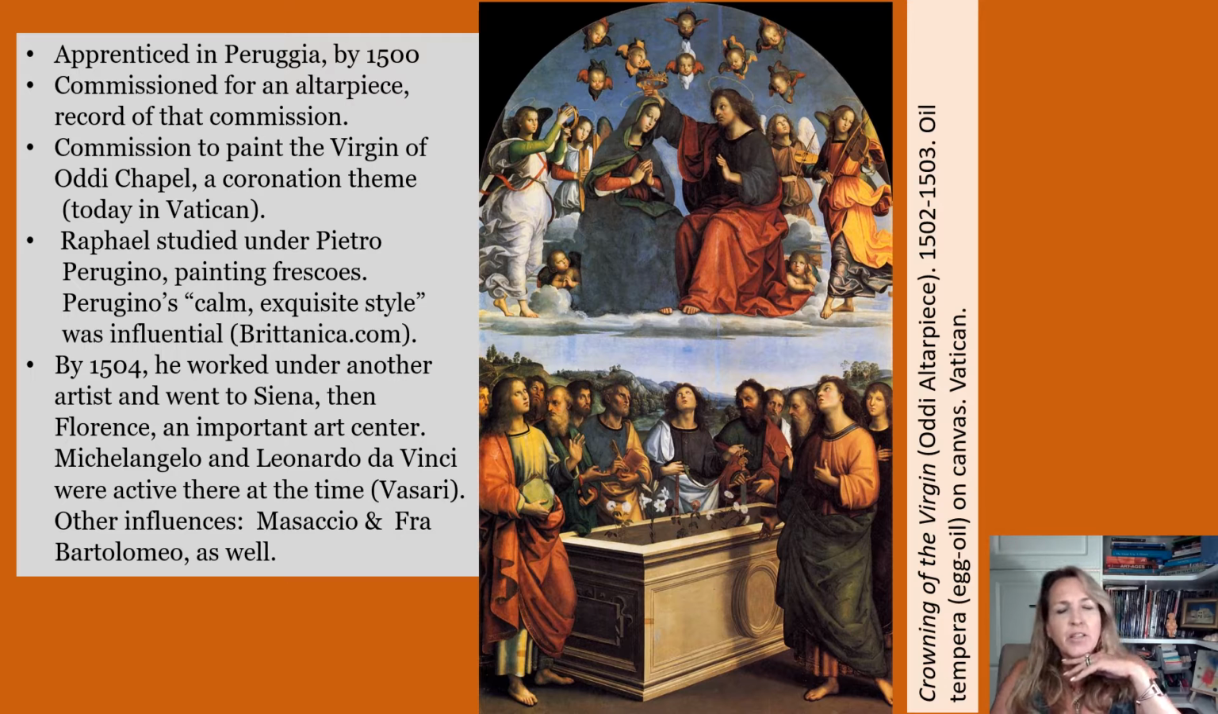So he studied under Perugino and painting frescoes. It's said that Perugino's calm, exquisite style was influential. So he worked under another artist, and he goes to Siena and Florence, another important art center. Certainly the Florentine artists were very much known for their draftsmanship, whereas Venice was known for colore, or color.